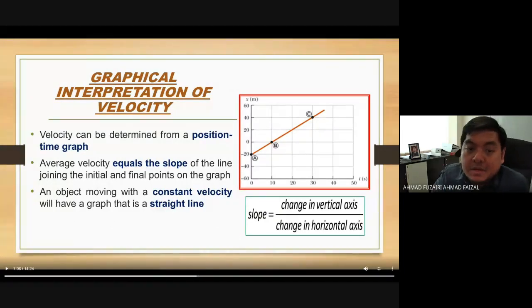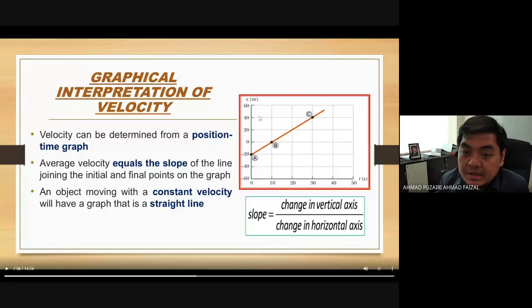Okay, the graph interpretation of velocity. Velocity can be determined from a position-time graph, which means an x versus t graph. Average velocity equals the slope of the line joining the initial and final points on the graph. An object moving with a constant velocity will have a graph that is a straight line. Remember, x versus t gives a straight line, and the slope is equivalent to the average velocity.